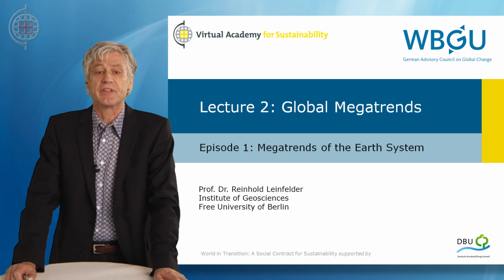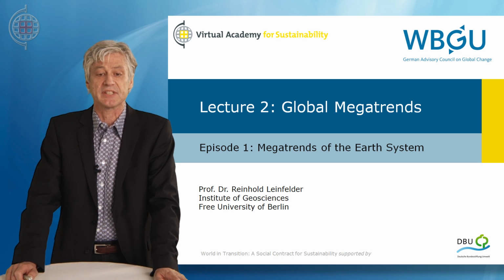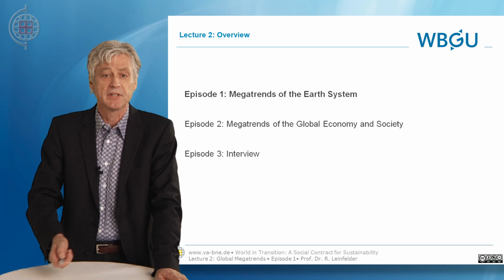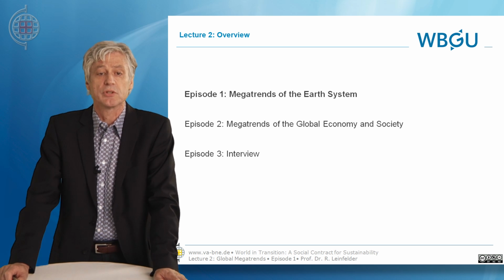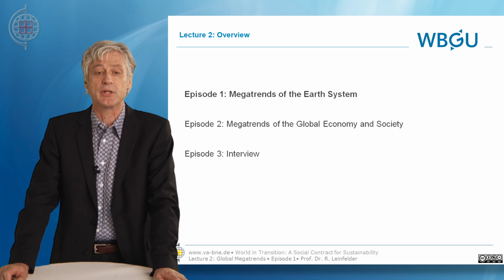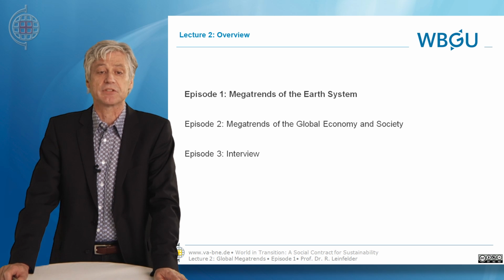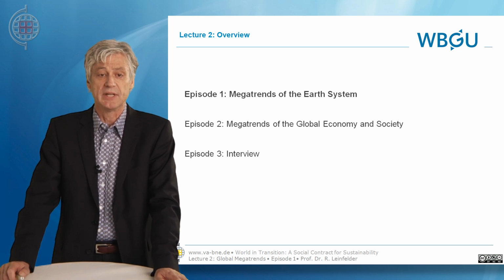Today we're going to deal with lecture 2 on global megatrends, and we mainly focus here on the first chapter of the WBGU report on World in Transition, a social contract for sustainability. So we have 3 episodes. The first one, this one here, will be on megatrends of the Earth system. The second one to follow is on megatrends of the global economy and society. And then we're going to have an interview where we're trying to tackle some of the open questions.